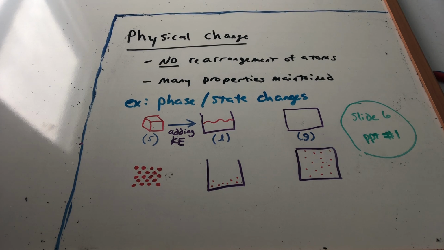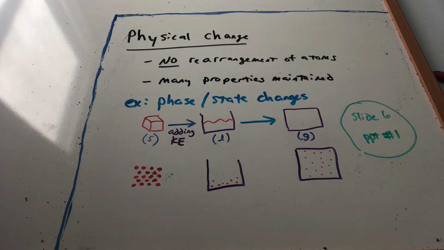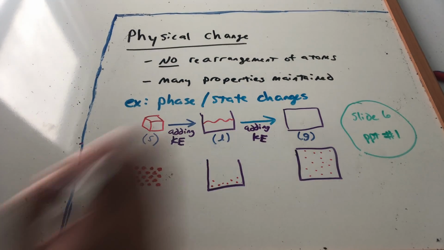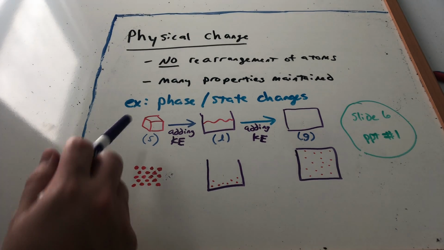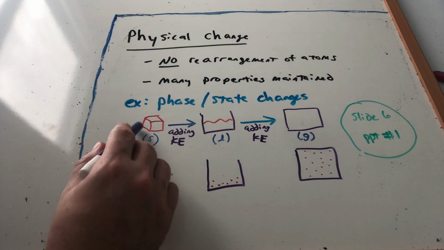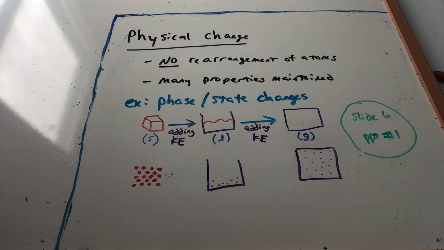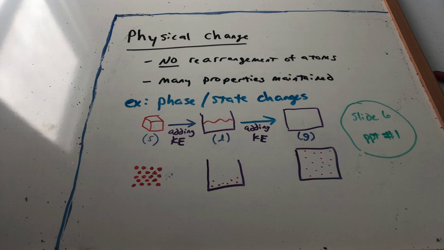And the same thing happens from a liquid to a gas. We're not rearranging atoms, but we are changing what the particles are doing in terms of their motion. So to go from a liquid to a gas, we're also adding kinetic energy. We're making it move more. Solids, if you look at what's happening here, are at the end where you don't have a ton of motion. Not a lot of motion. Liquids have intermittent motion, and gases have a lot of motion.